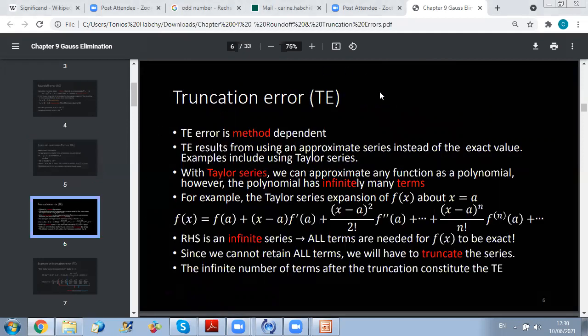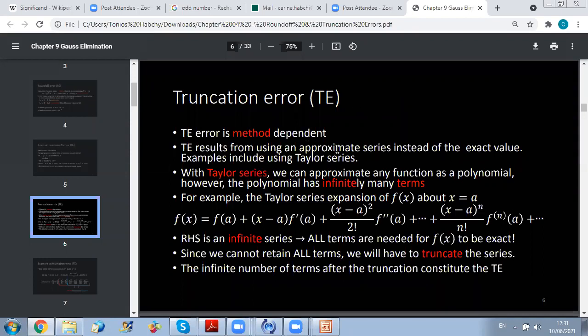Now we will move to the second type of errors, which is truncation errors. Okay. In truncation errors, the error is method dependent and not depending on the machine precision. So this is the first difference between round-off error and truncation error. Round-off error is depending on the precision of the machine. Truncation error is depending on the method that I am using and how many terms I want to keep and how many terms I want to eliminate.